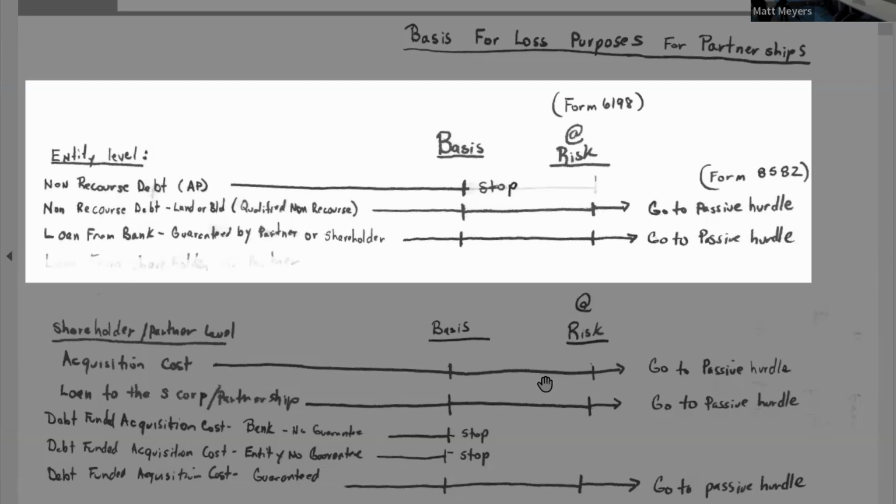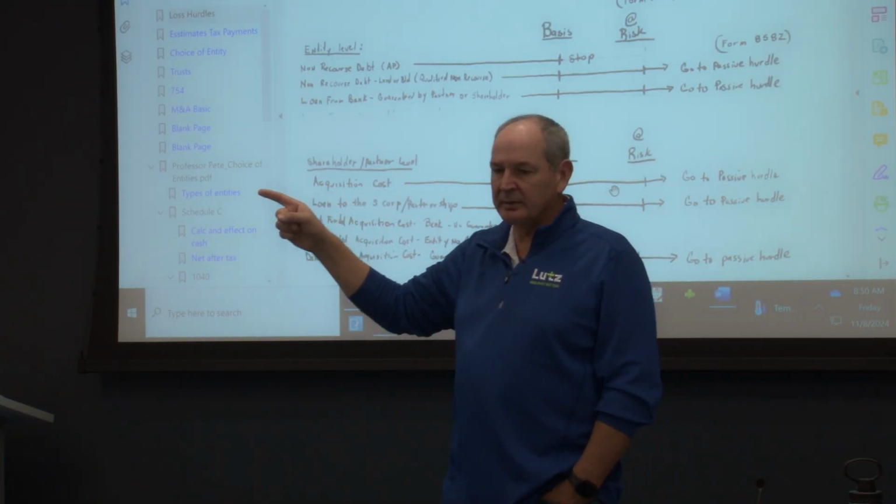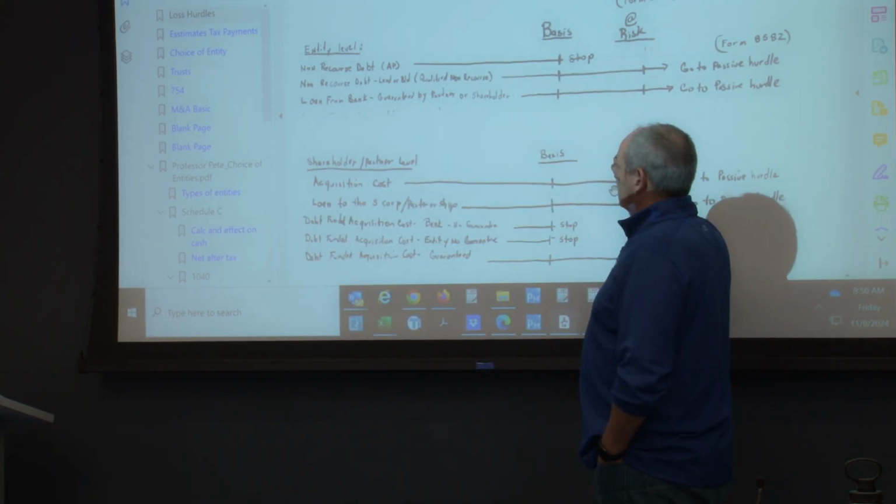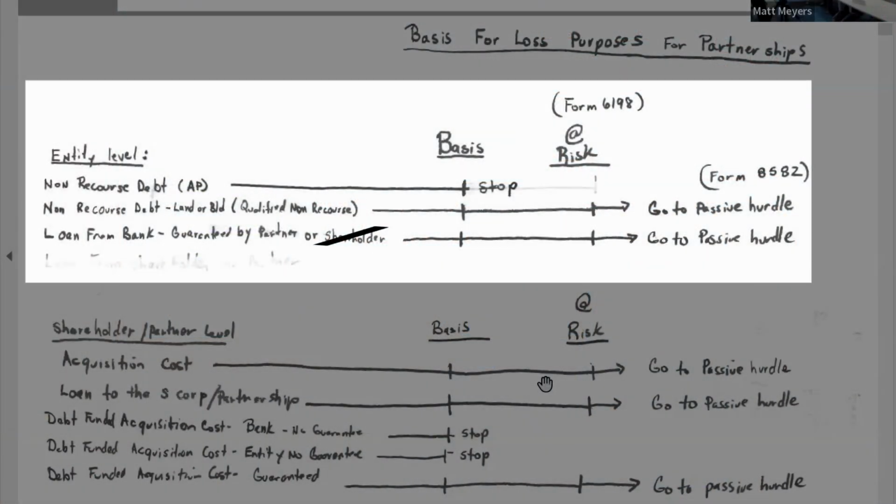Non-recourse debt on land or building, which is qualified non-recourse, gives you basis and at-risk basis. Then you have to do your analysis for the passive hurdle. Loan from partner or shareholder. Mark out the word shareholder, because I'm talking specifically about partnership here. The word shareholder does not belong in there, and words matter. Loan from bank guaranteed by partner, you get basis and at-risk basis, and you get to go to the third hurdle to do the analysis for passive.